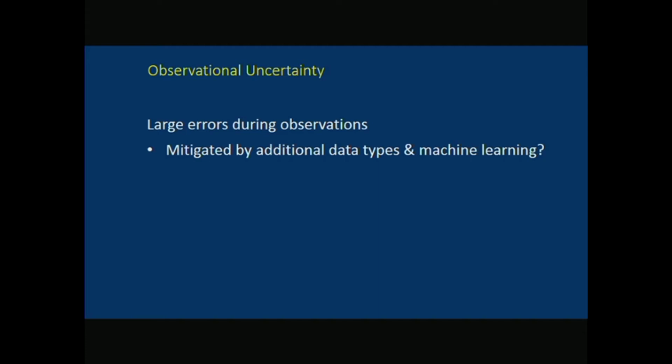And so in terms of observational uncertainty, the mitigation is partially coming from additional data types, so things like gamma logs that we haven't traditionally collected in the past, and partially coming from numerous different machine learning approaches that are trying to extract the log automatically.